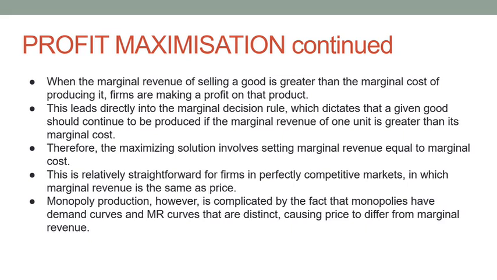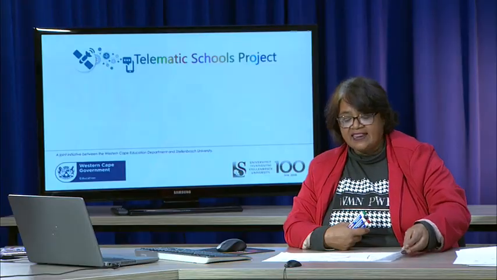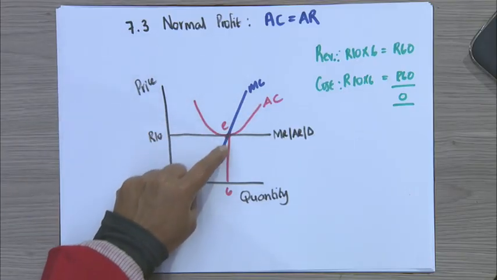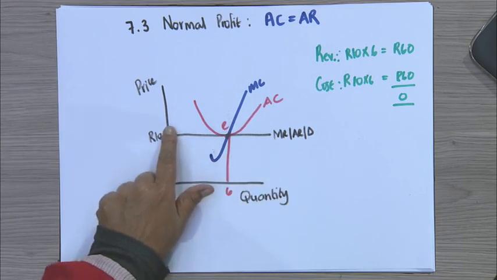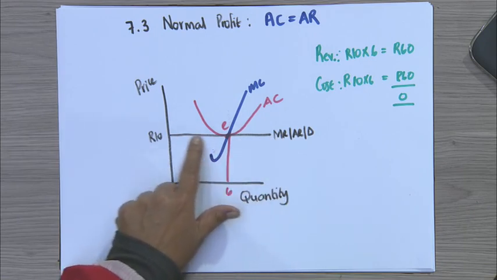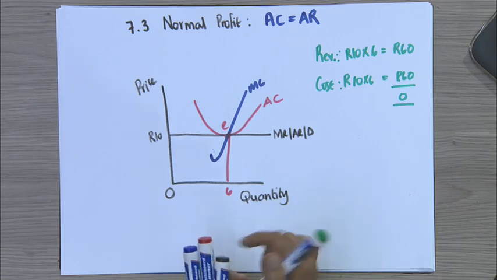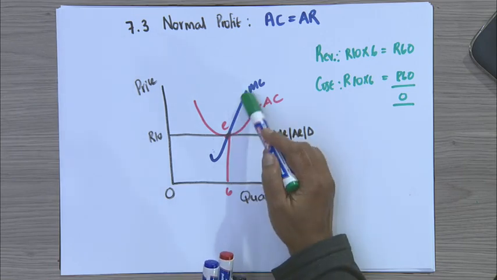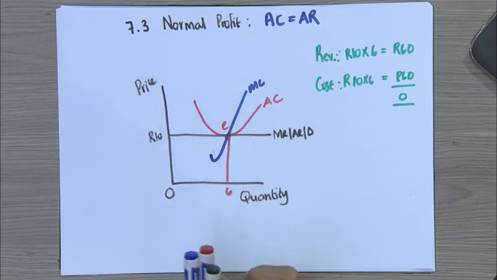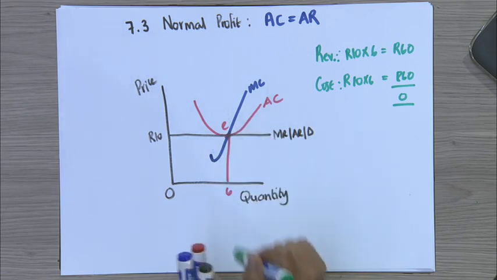So what they're saying is that your profit maximization point is at that point where marginal cost is equal to your marginal revenue. So as we see here, point E represents marginal cost equal to marginal revenue. That is known as the profit maximization point.